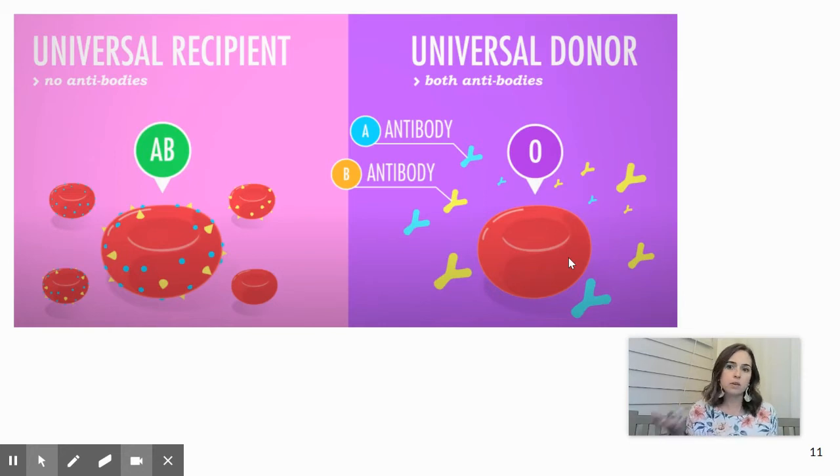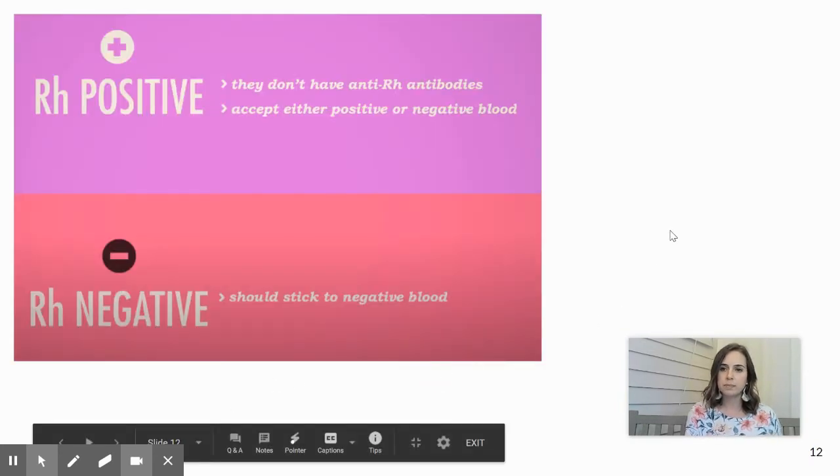The problem with having O blood type is that you have both types of antibodies. So if you get A blood, you attack it. If you get B blood, you attack it. And if you get AB blood, your body attacks it. And so O's, although they can give to everybody, they can only receive also from O's. And so we're going to fill out a chart that hopefully will clarify a lot of this. But O is the universal donor, AB is the universal recipient.